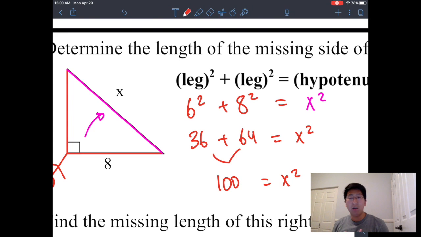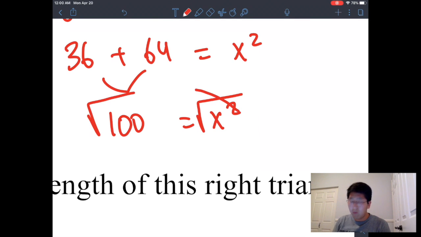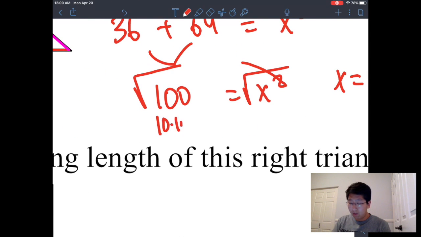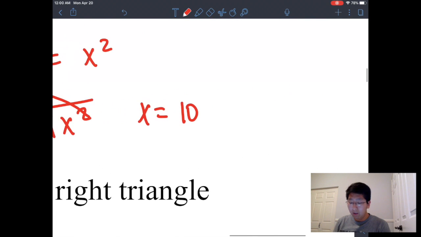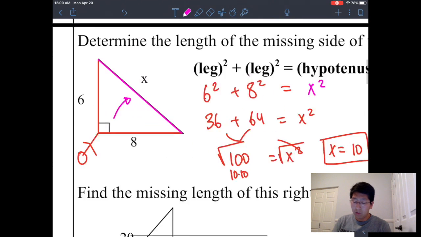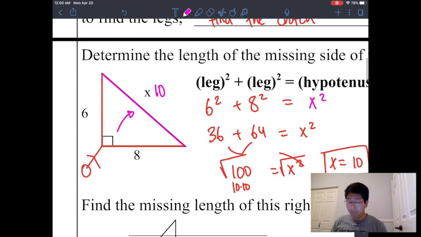And to get x by itself, like we have been doing the whole time, we need to do the opposite. So how can we undo x squared? We can find the square root, right? The square root of x squared will get rid of the squared, and it's going to tell us that x equals the square root of 100, which is 10, because 10 times 10 is 100. So x right here equals 10. So we know that the hypotenuse here is 10. Okay? And we just found the missing side length of this right triangle.